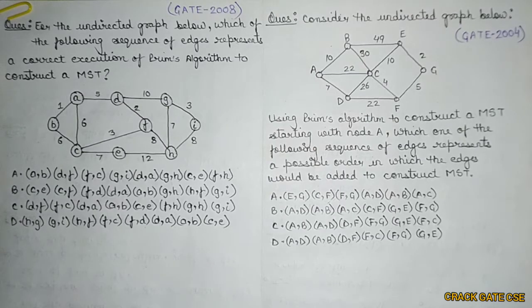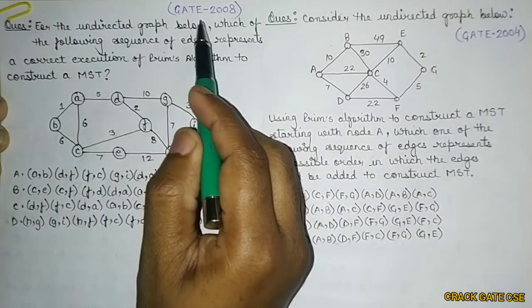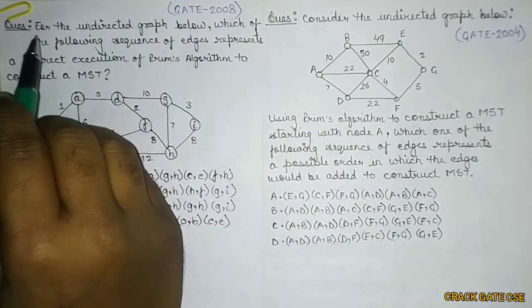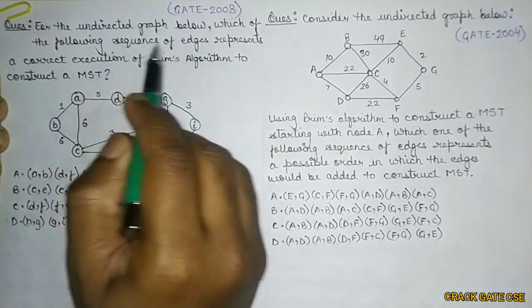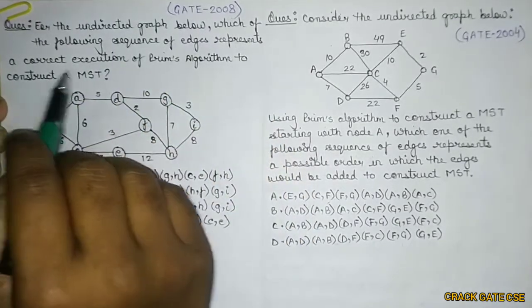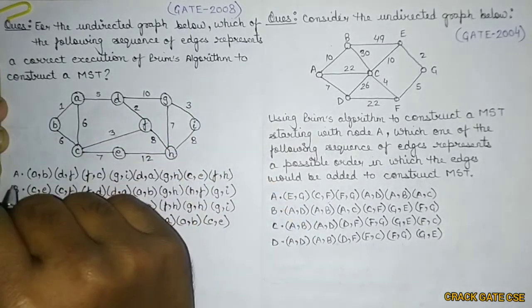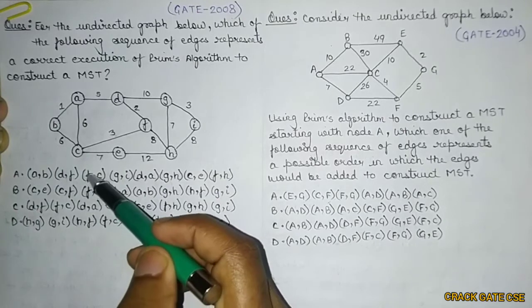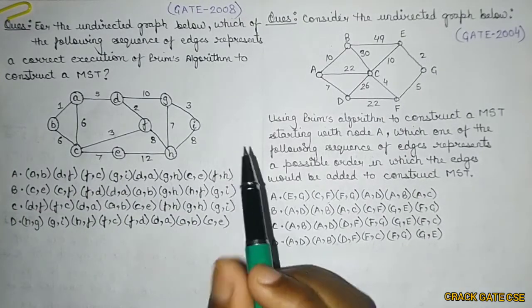Now let's start with the previous year GATE questions. The first question came in GATE 2008, and the question is: for the undirected graph given below, which of the following sequences of edges represents a correct execution of Prim's algorithm to construct a minimum spanning tree? Among these four edge sequences, we have to find out which one is the correct one.